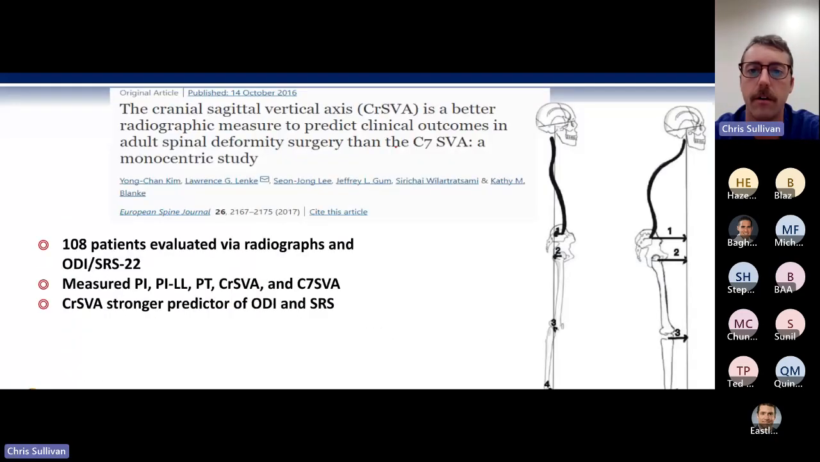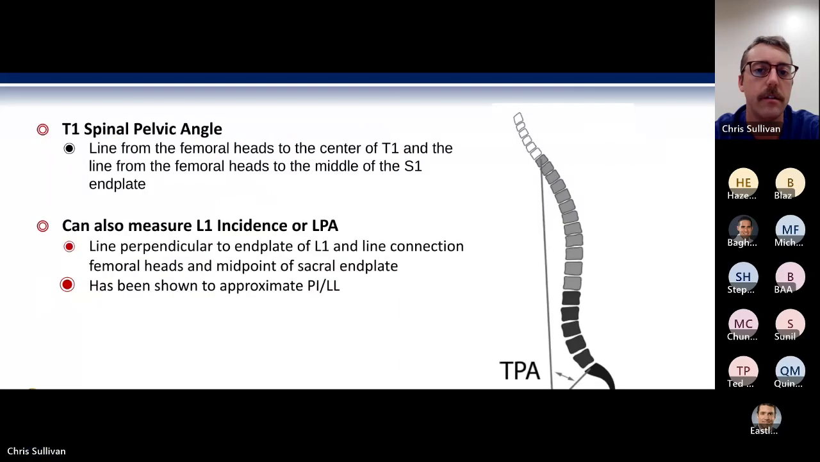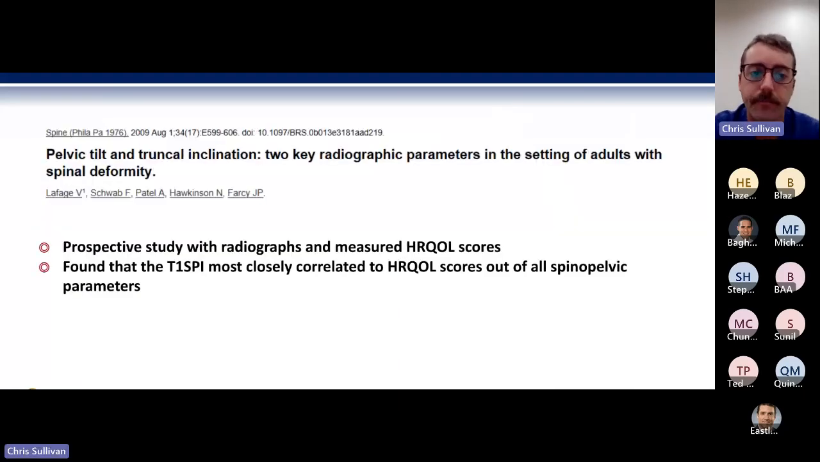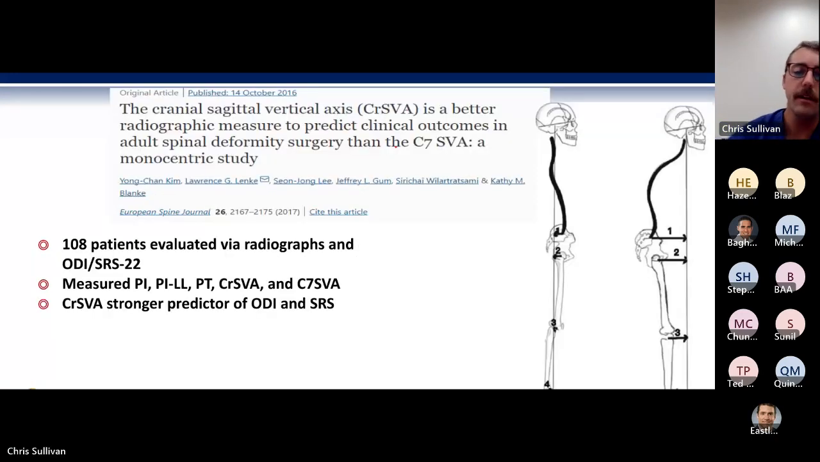Apologies, it sort of skipped over a couple slides. This is just a study in 2009 that showed that the T1 spinal pelvic angle was very important in terms of looking at overall imbalance, and found that it was very closely related to disability scores and patient-reported outcomes out of all of the different spinal pelvic parameters that were measured.